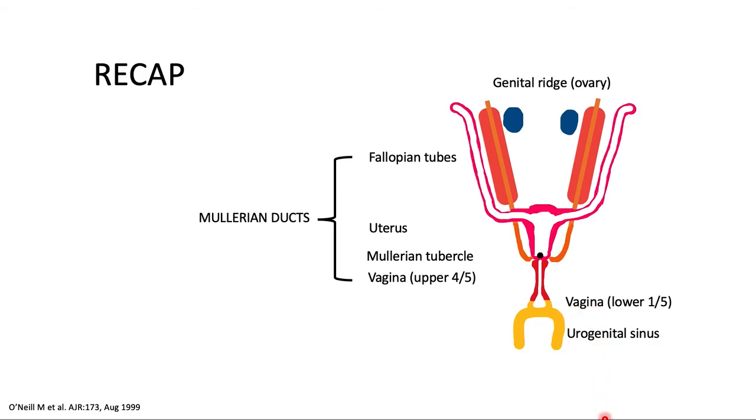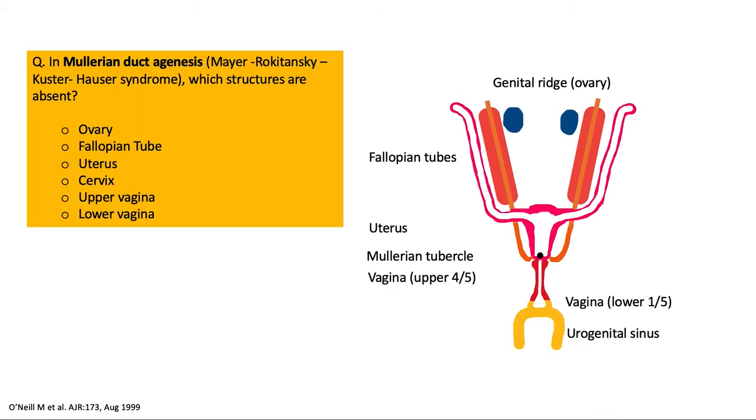Okay, now let's take a look at a possible question during exams. In Mullerian duct agenesis, which structures are absent? Okay, we're given this list, and those absent structures are the following. Fallopian tube, uterus and cervix. You're also going to have absent upper vagina, but you're going to have present ovaries because it comes from the genital ridge. You also have a present lower vagina because it comes from the urogenital sinus.